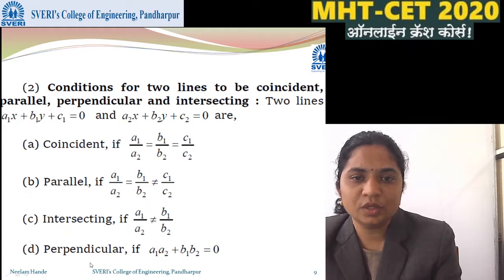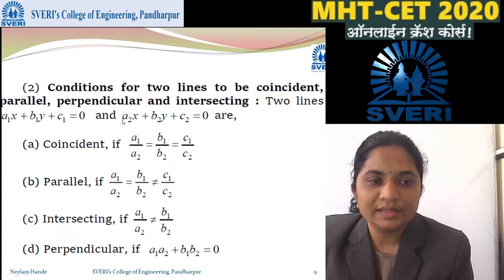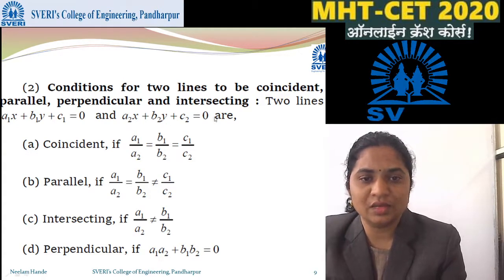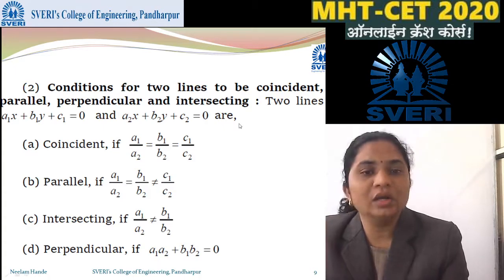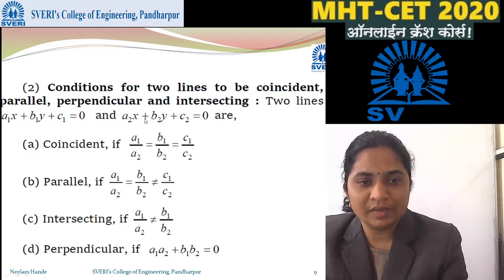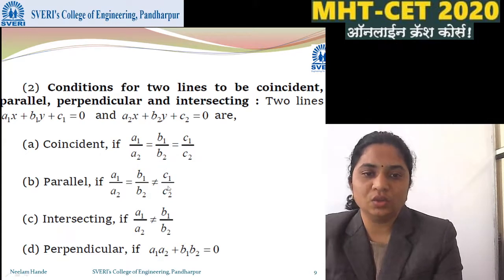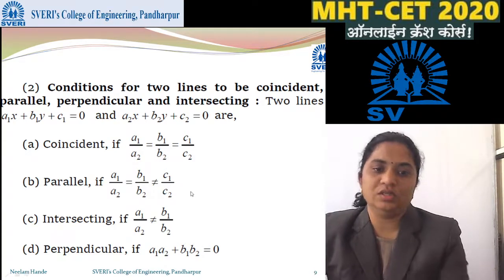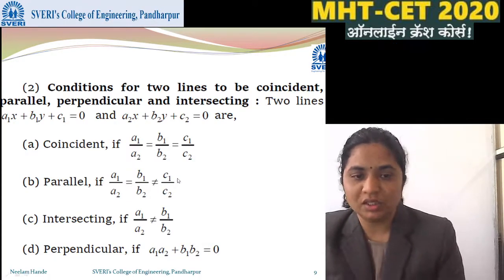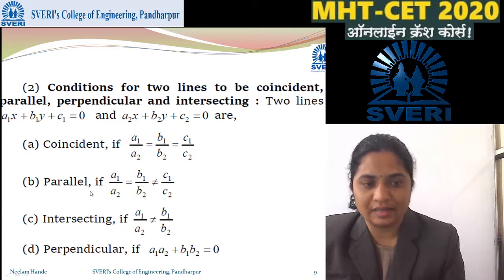Second, conditions for two lines to be coincident, parallel, perpendicular and intersecting. Suppose these are two lines, a1x plus b1y plus c1 equals 0 and a2x plus b2y plus c2 equals 0. Then these two are coincident if a1 upon a2 is the same as b1 upon b2, which is the same as c1 upon c2. If all these three ratios are the same, then it is coincident. And if the first two are the same but not equal to c1 by c2, then it is parallel. This is the condition of parallel lines.